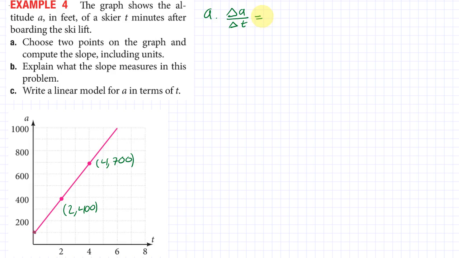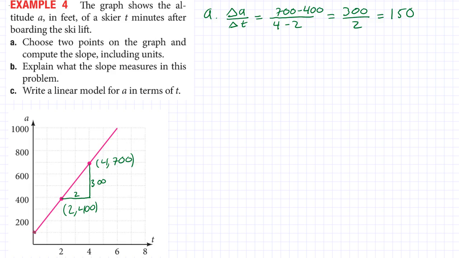The delta T is going to be the change in the time from 2 to 4, which is 4 minus 2. And the change in the altitude from 400 to 700 is 700 minus 400. So we got this horizontal change here is 2, and this is going to be 300. So we get 300 over 2, also known as 150.